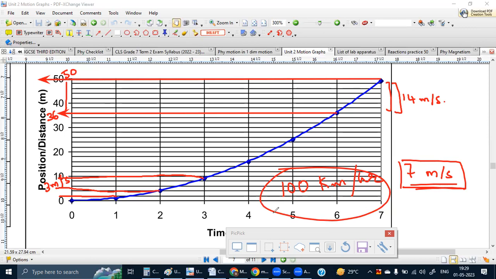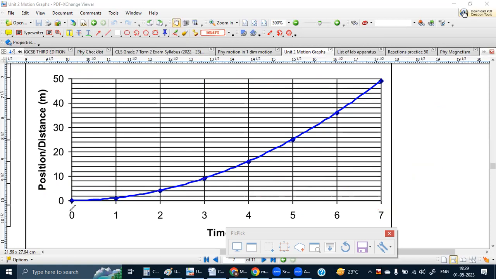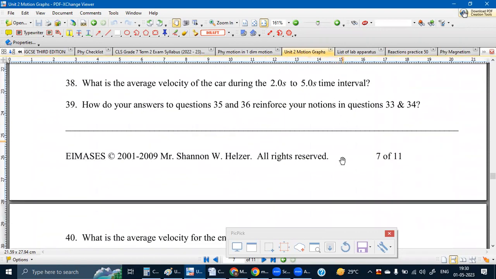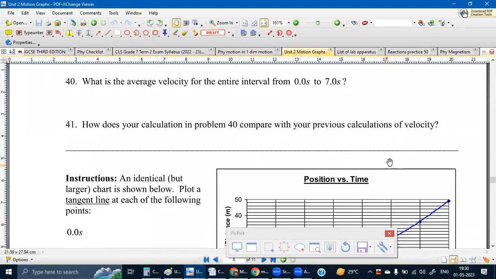Yes, total distance divided by total time, that will give you the average. Okay, this question is done.